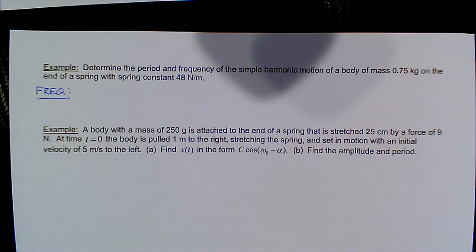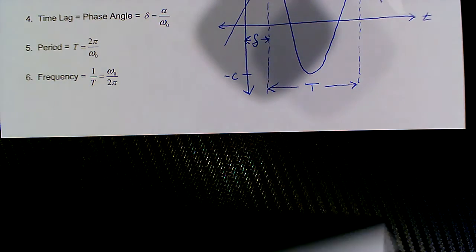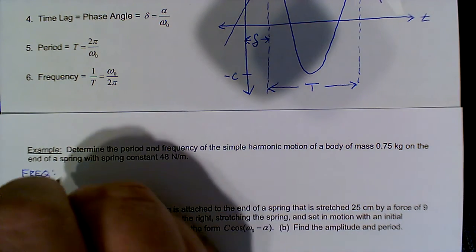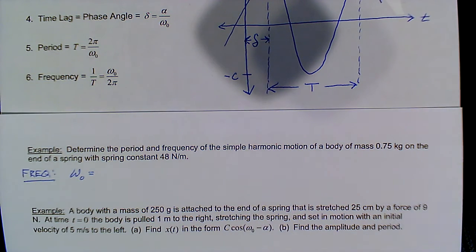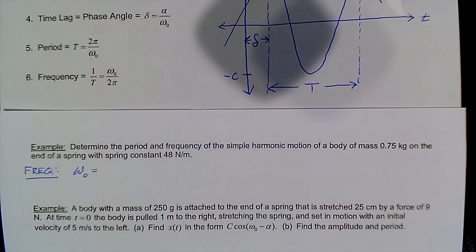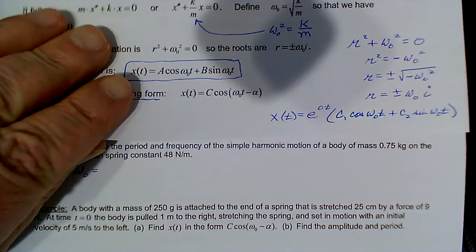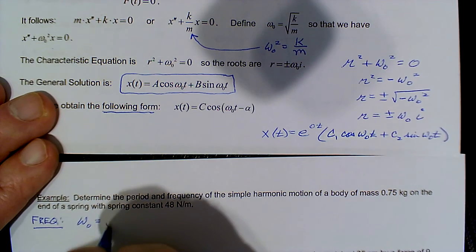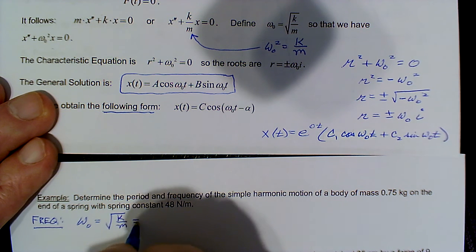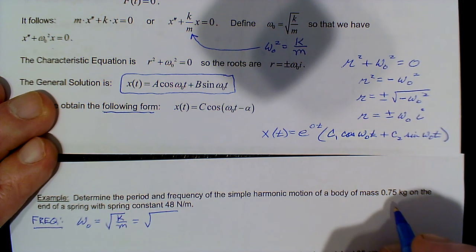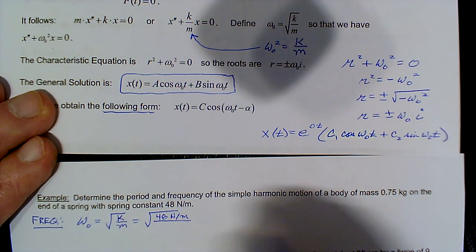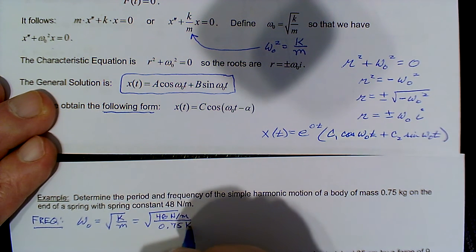let's go for the frequency first. Using our formulas from simple harmonic motion, the frequency omega sub 0 was initially defined, if we look back at the first page of our notes. We had initially defined omega sub 0 here to be the square root of k over m. So that would be the square root of k, the 48 newtons per meter, over the mass of 0.75 kilograms.